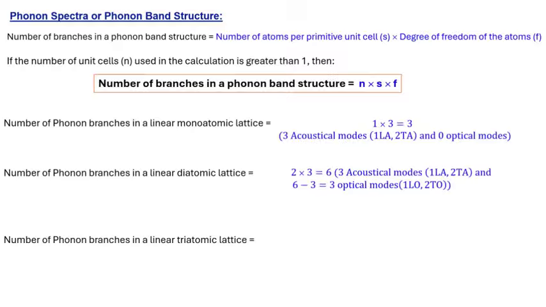Each atom will have 3 degrees of freedom. So we will be having 9 such phonon branches, out of which we have 3 acoustical modes, 1 longitudinal acoustical mode and 2 transverse acoustical modes, and 9 minus 3, that is 6 optical modes, out of which 2 longitudinal optical modes and 4 transverse optical.